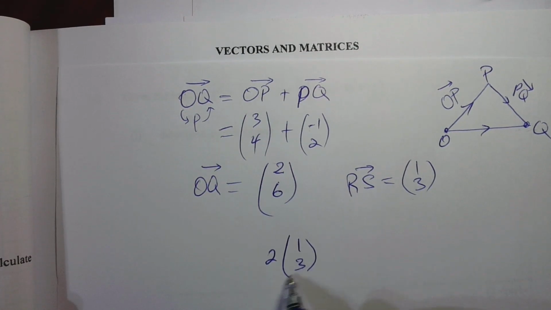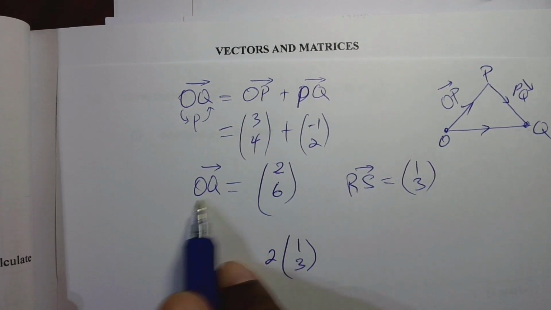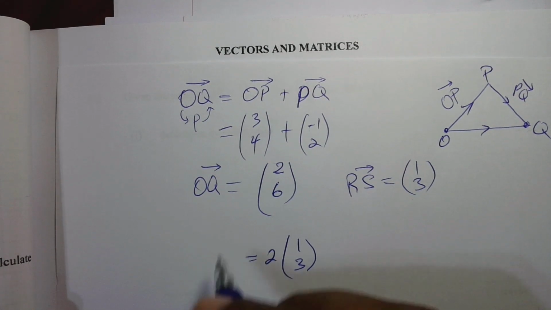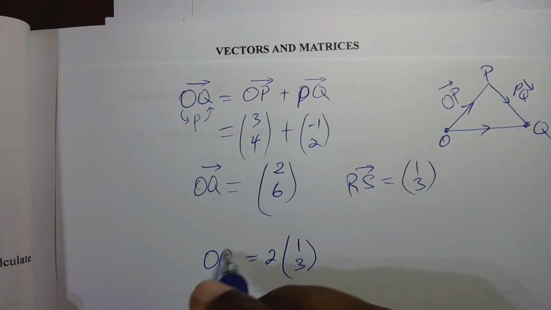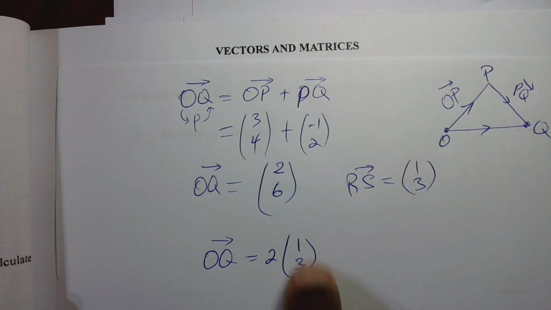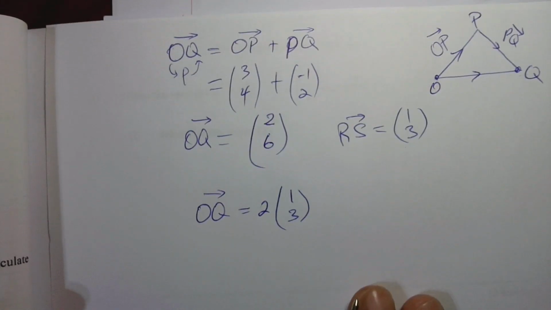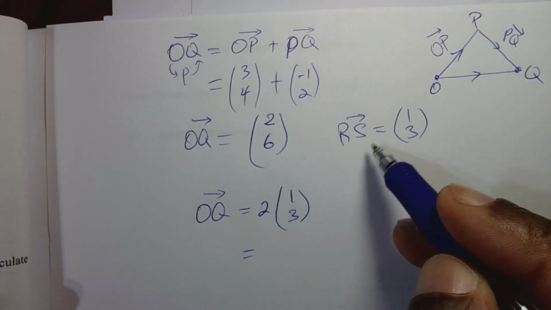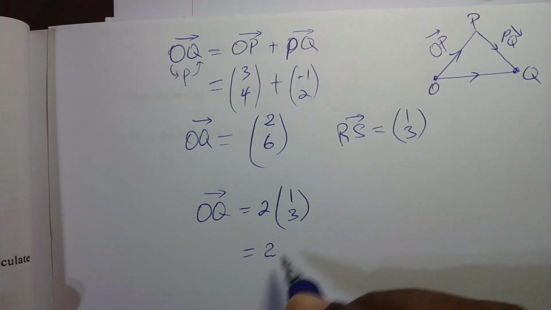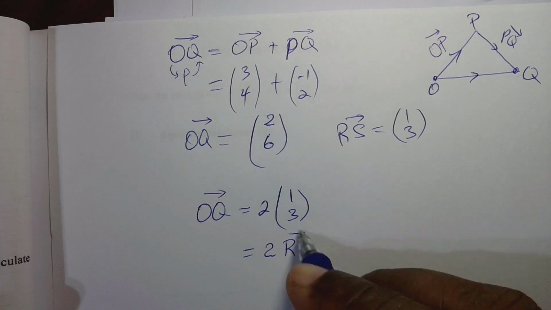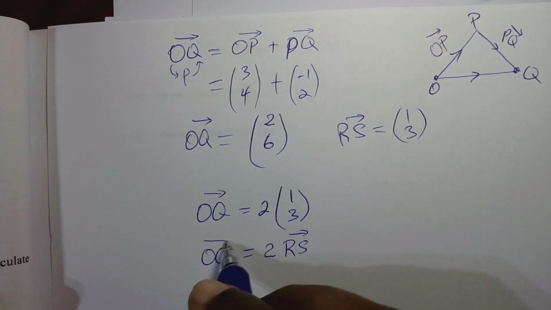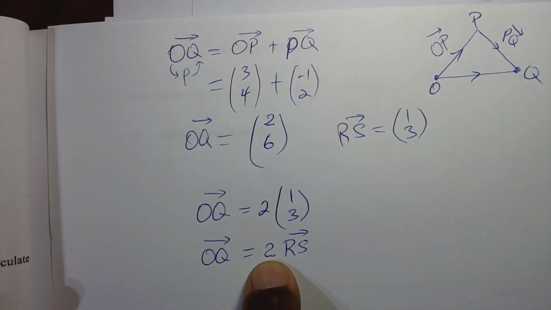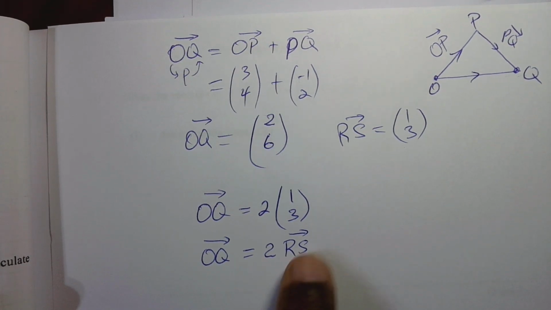So this is still vector OQ. We just factor out the 2. That's vector OQ, same as this. But we do recognize that this is actually vector what? RS. So we can say vector OQ is twice the size, or twice the length, of vector RS. So that's the idea.